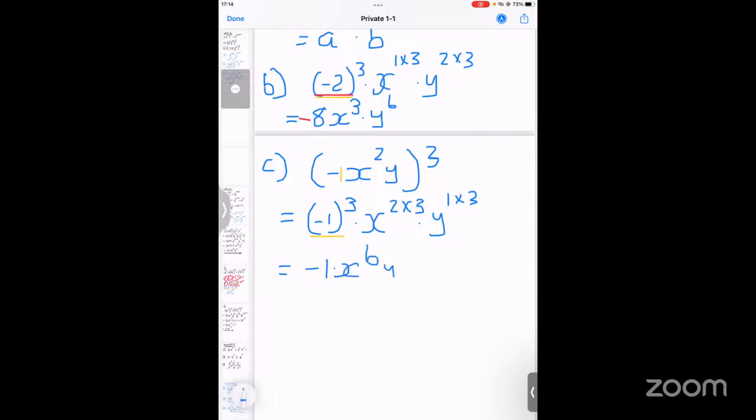And then you have x to the 6 on that one, y to the 3. Then you can still rewrite it as negative invisible 1, x to the 6, and then y to the 3. Then this is the end of it, Langelihle. Did it make sense, Langelihle? Yes, it made sense. 100%.